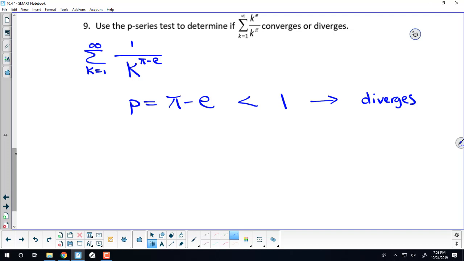Zero, right? So if I looked at the divergence test, the limit as k approaches infinity, there's a couple of ways to look at it, but since k to the pi power is larger by growth rates, that limit would be equal to 0.